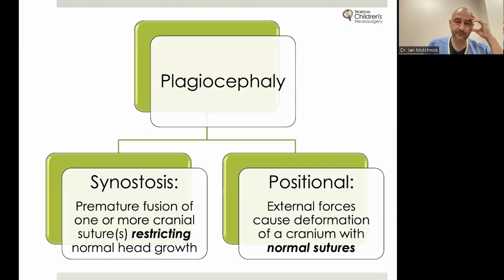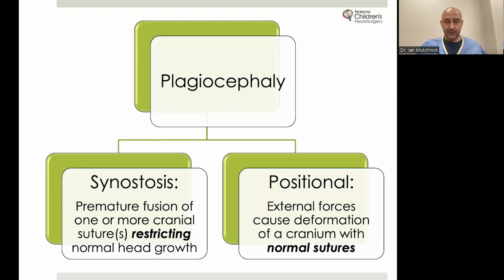We'll start here. Plagiocephaly has two main categories. One is synostosis, a premature fusion of one or more cranial sutures, which restricts normal head growth. That's a really important distinction when you're looking at heads and how they pattern. If the skull looks like it's been restricted across a suture, that's likely synostosis. If it looks like it's been deformed by external forces, then it's positional. Positional plagiocephaly is external forces deforming a cranium, but the sutures are normal. You can palpate those sutures and see if there's ridging or if there's the more familiar little crack there.